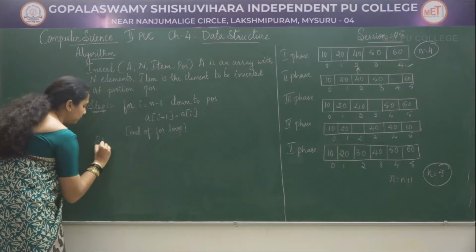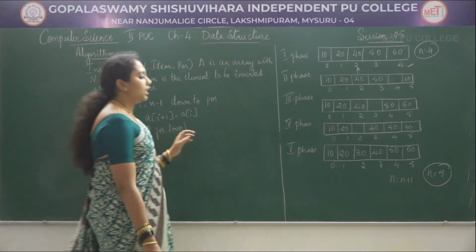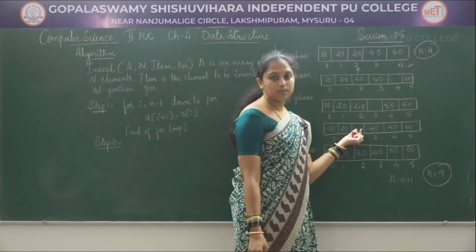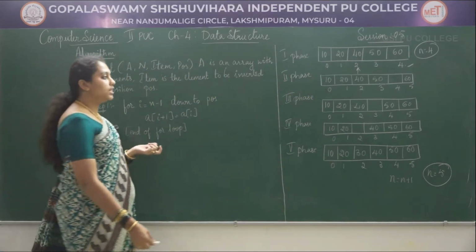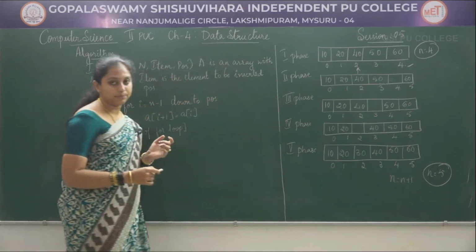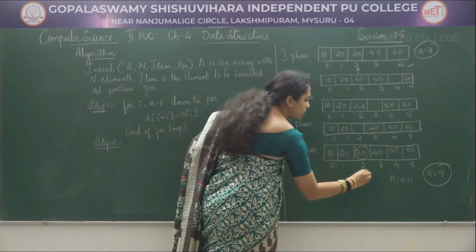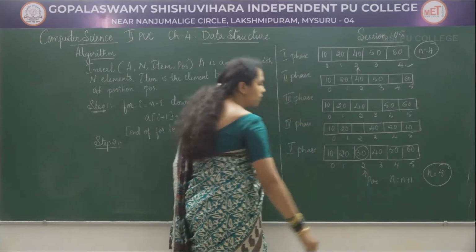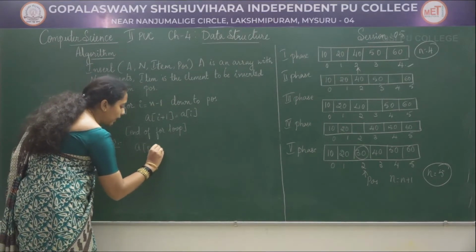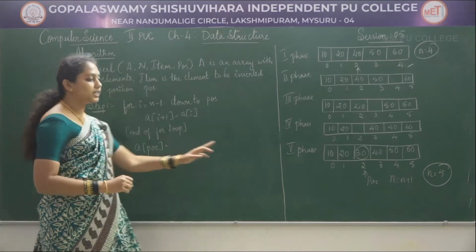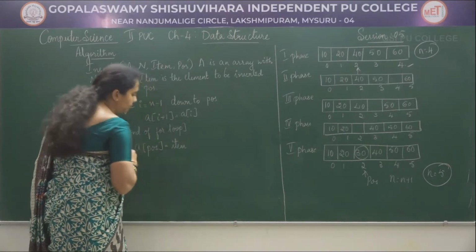In step 2, after shifting all the elements, the required position will become empty. So at this position, what we have to do? We have to insert an item. So here I have inserted the item called 30 at position 2. So at position, that is A of position, I have to insert the item: A of position is equal to item.